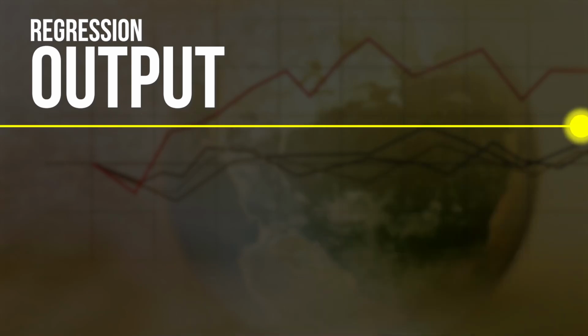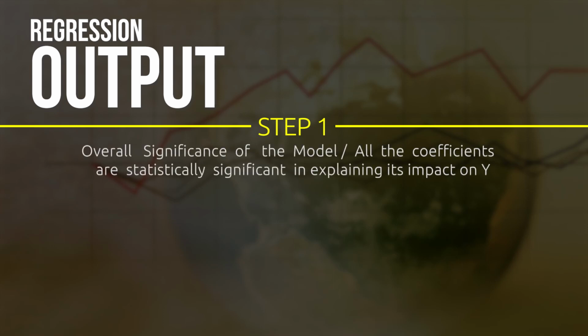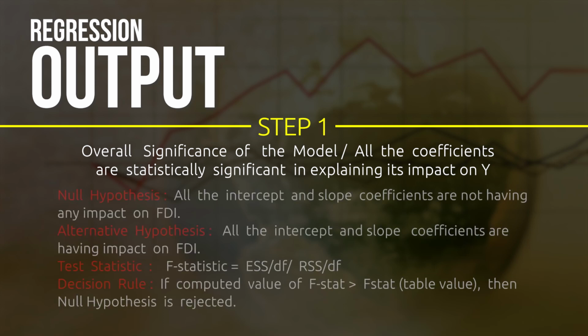Now we go by the stepwise analysis of regression output. Whenever we do this regression in whatever software we use, we shall get three different steps as per the output. First of all, in step 1, we want to claim about the overall significance of the model. That means whether all the coefficients are significantly affecting the dependent variable or not. That will be understood by this null hypothesis.